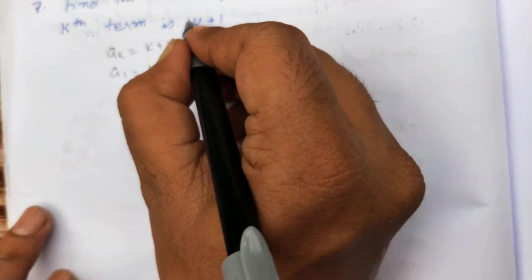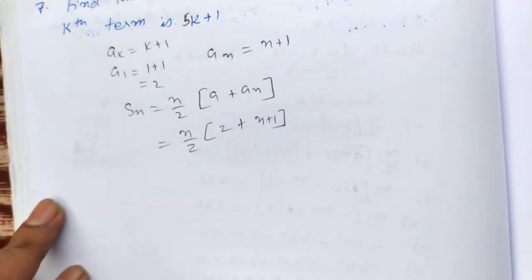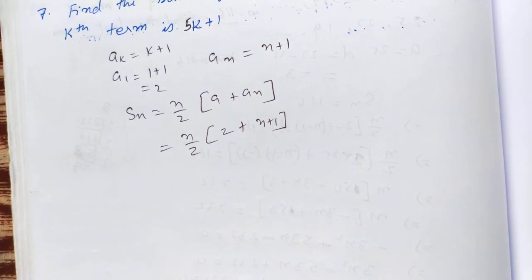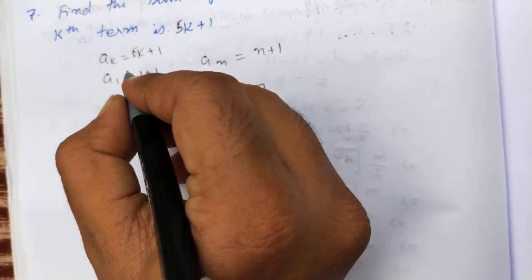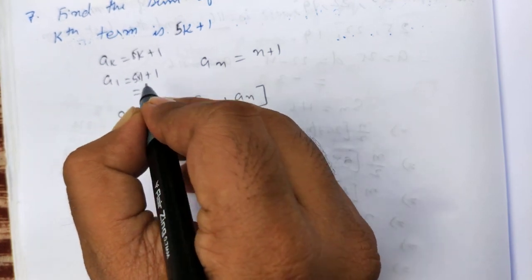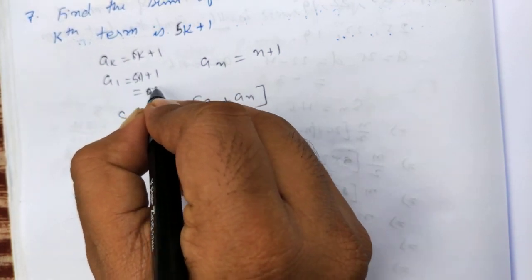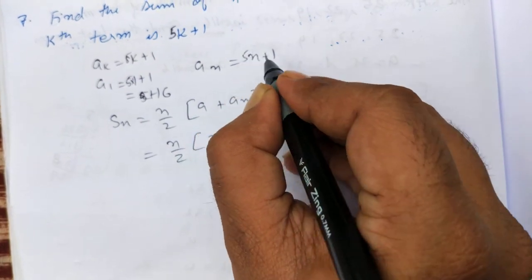I think it's 5k. Okay, I made a mistake here. This is 5k plus 1. Okay, so 5 into 1, so 5 plus 1 is 6. This is 5k, so 5n plus 1.